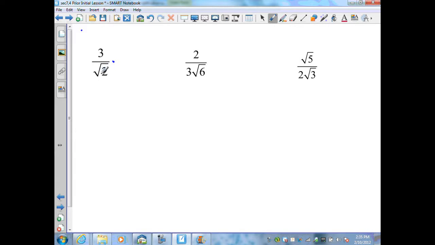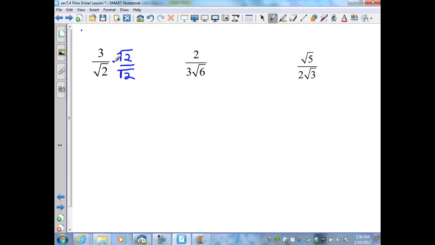Therefore, the square root of 2 is in the denominator, so I'll multiply the top and bottom of my fraction by the square root of 2. The square root of 2 over the square root of 2 is 1. Therefore, I can change the look of my fraction, but not the value. So let's perform this operation.